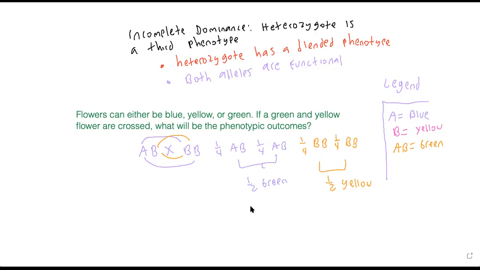So once again, these problems are going to be similar, but with incomplete and codominance, there is no recessive allele, no lowercase letter. Both alleles create a functional phenotype. However, the heterozygote is going to be a blend.